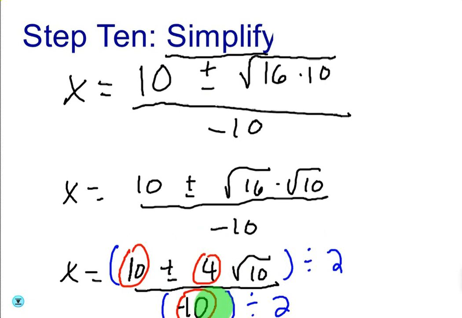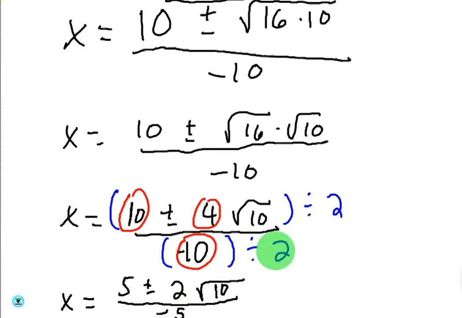So that one will become 5. This number will become 2. It will not affect this radical, okay? This is like a brick wall. You can't divide anything into this, okay? You just divide the coefficient. And in the bottom, negative 10 over 2 will become negative 5. So you do have to do that. It's kind of like reducing a fraction. It's like a complicated fraction with a radical in it. And there you go. You get 5 plus or minus 2 radical 10 over negative 5.